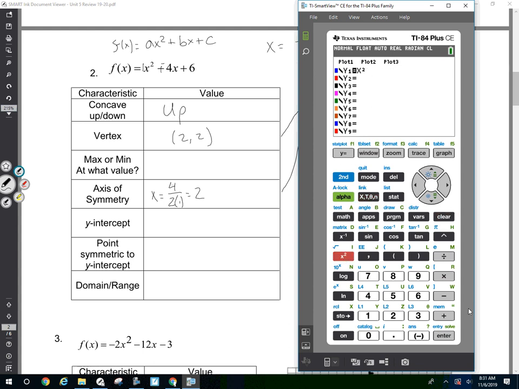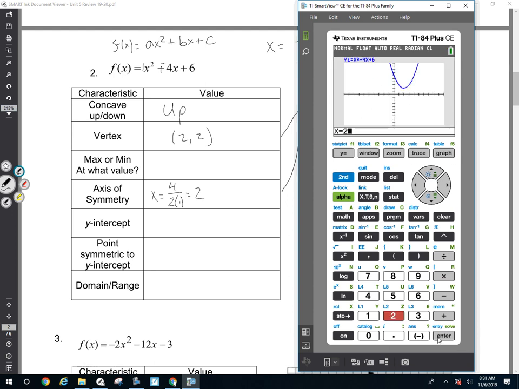You get x squared minus 4x plus 6, and graph. You already found that when x is 2, I have my axis of symmetry. I could have just plugged in 2 into trace, and I see 2, 2. We can see visually that this is going to be a min because we're opening upwards.